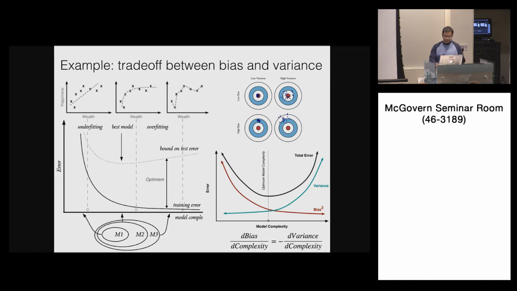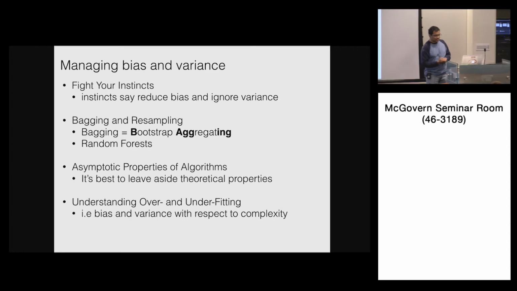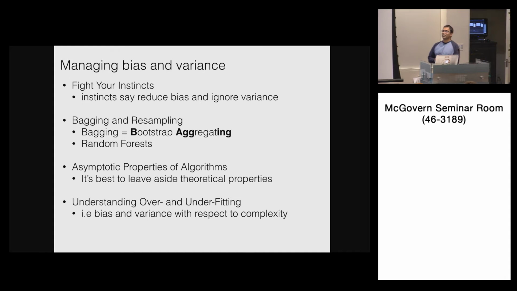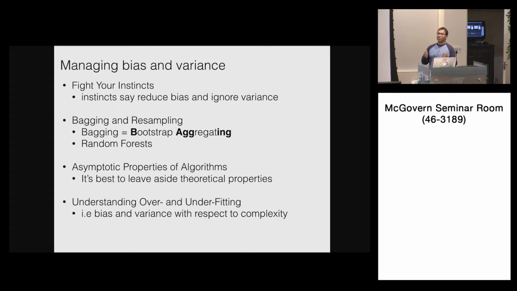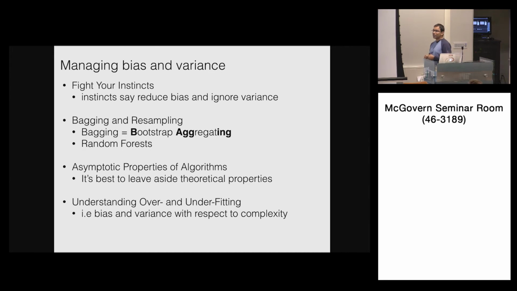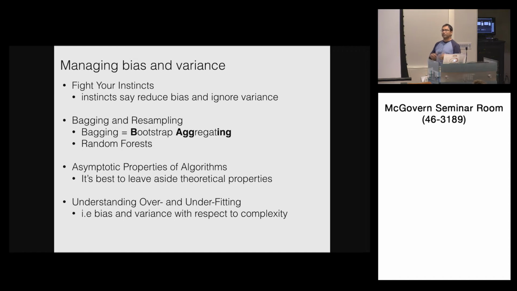So this is kind of just going with the figures. So how do we manage some of these things? Fight your instincts. Instincts say reduce bias and ignore variance. Accuracy, accuracy, accuracy, right? Keep that in mind. Bagging and resampling are approaches, and we can touch on these a little bit, ways that you can reduce bias and variance through choosing models which take some of these into account.